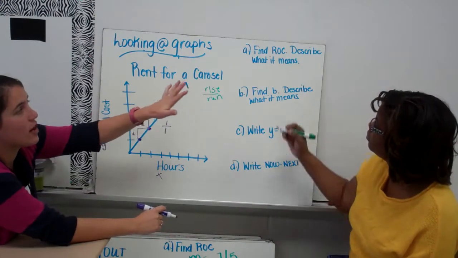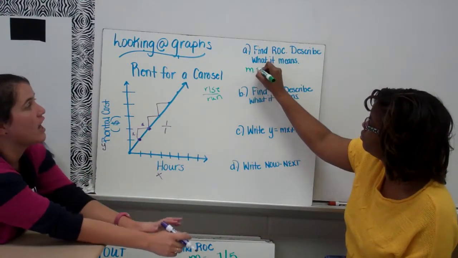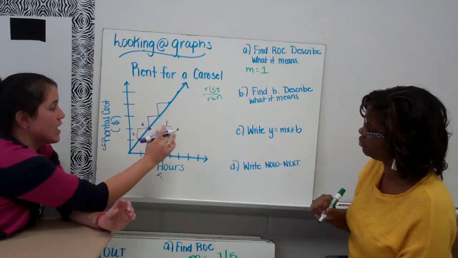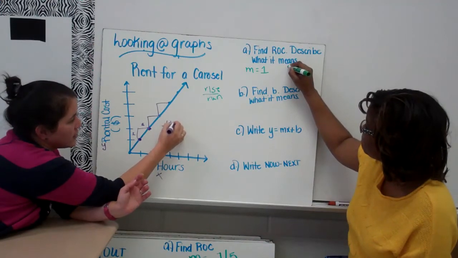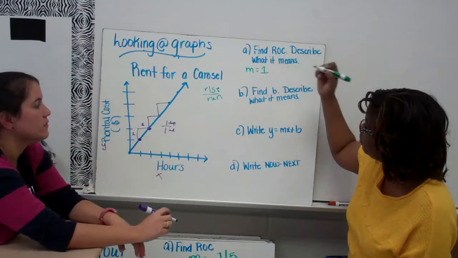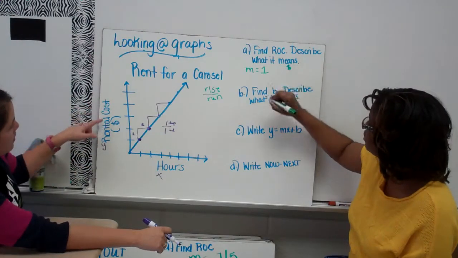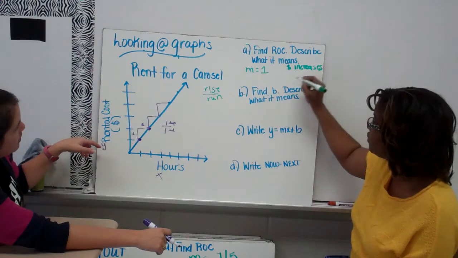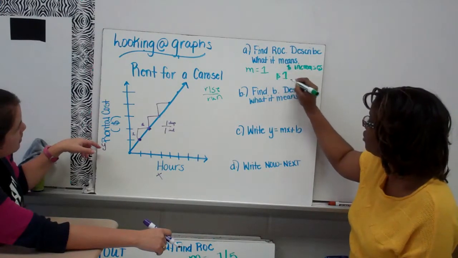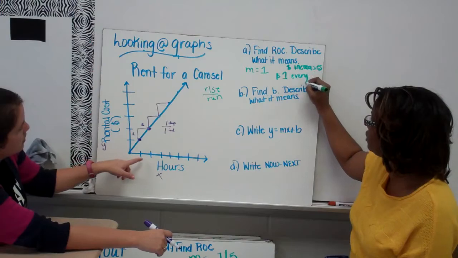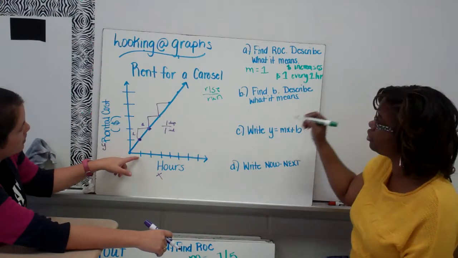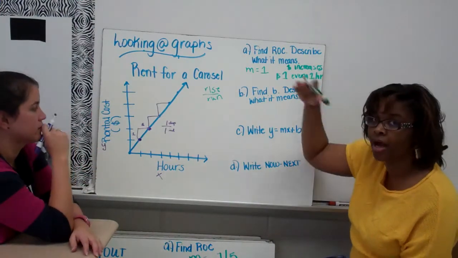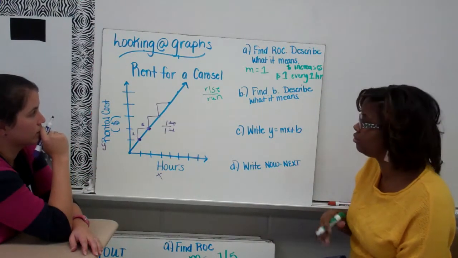So when it says describe what that means, you can't just say the slope is 1, because 1 divided by 1 is 1. But what does that mean in context? This is your dependent and this is your independent. So what it means is that the cost increases, because it's positive, $1 every 1 hour. You're taking the description of the independent and dependent variable and describing your fraction for slope.